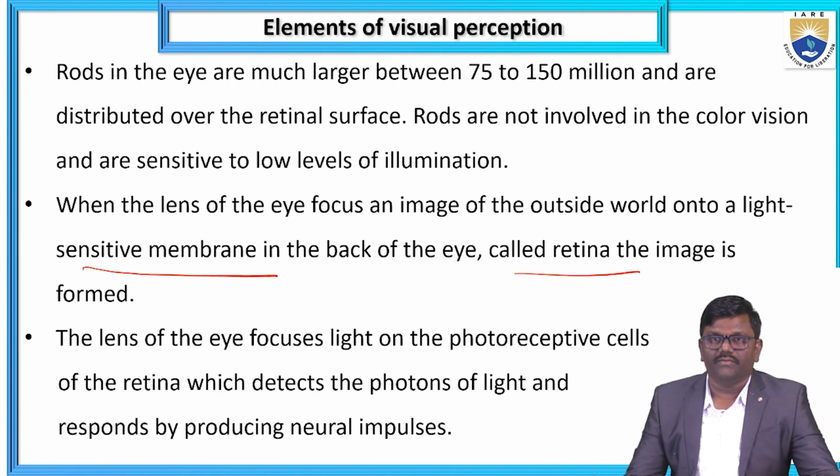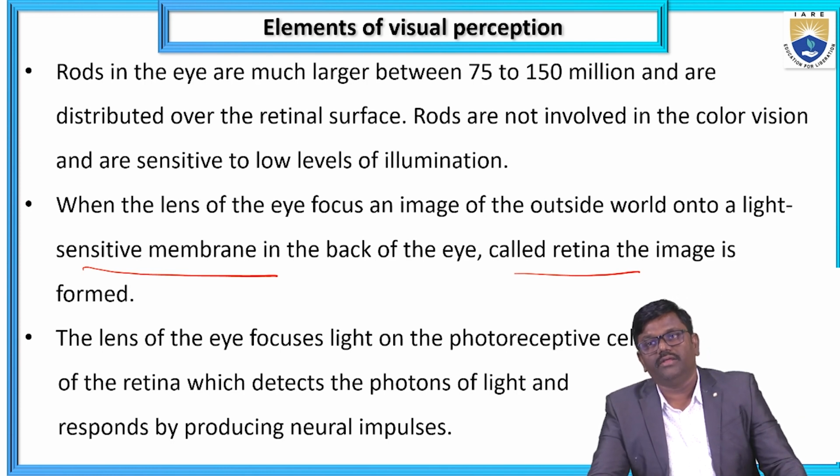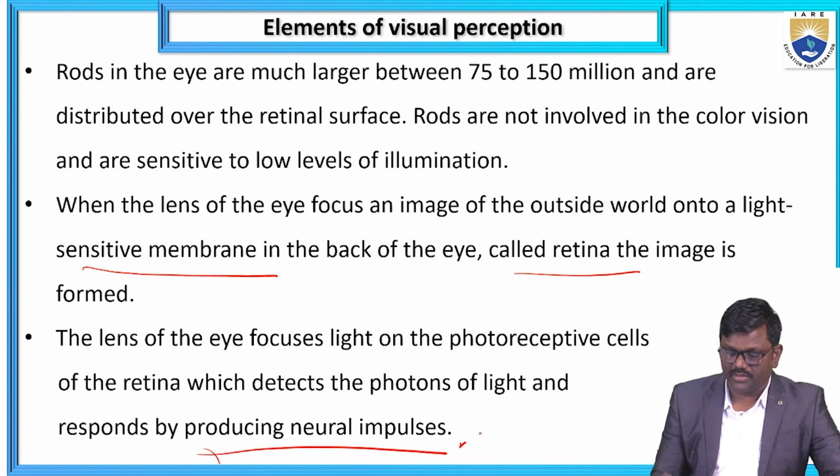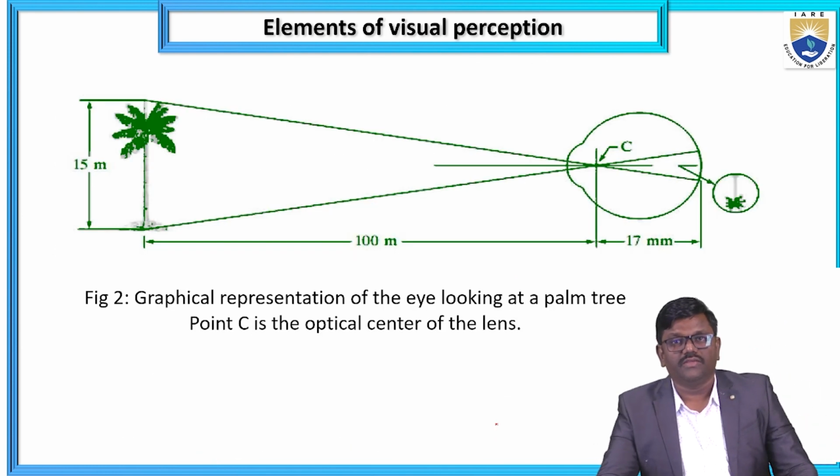So I'll repeat once again. When the lens of the eye focuses an image of the outside world onto the light sensitive membrane in the back of the eye called the retina, the image is formed. The lens of the eye focuses light on the photoreceptive cells of the retina, which detect the photons of light and respond by producing neural impulses. That is what we want to see here, the graphical representation of our discussion.